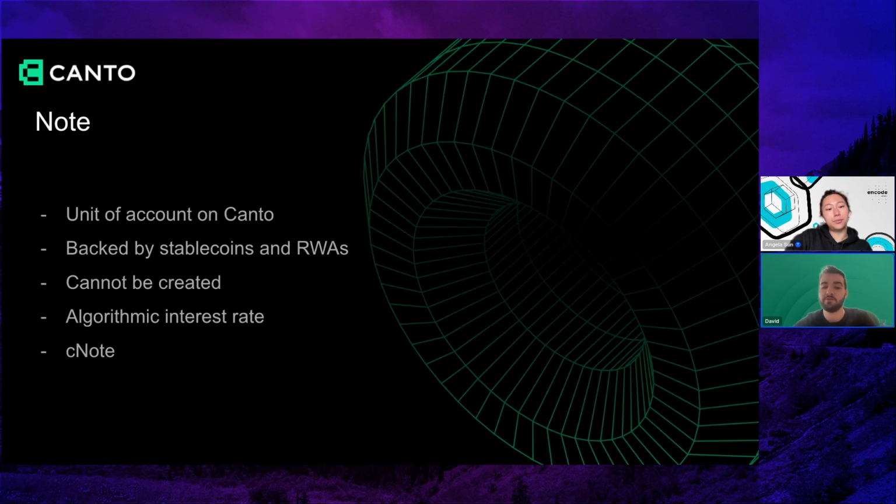So it must be borrowed from the Canto lending market. This ensures that it's over collateralized and that for every note in circulation, there's at least $1 worth of collateral held in the lending market. So just to talk a little bit about the interest rate. The way that this interest rate works is that it's automatically adjusted based off of the TWAP price of note, basically the price of note in our decentralized exchange.